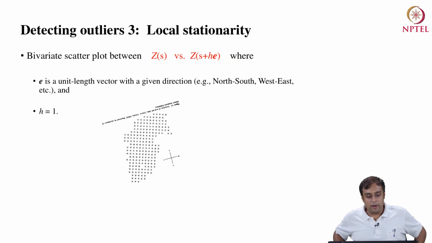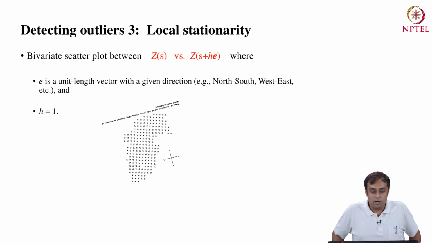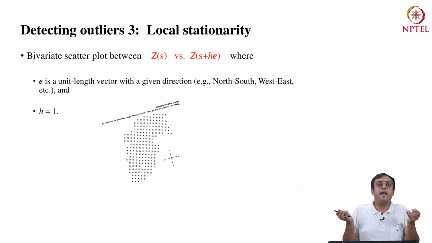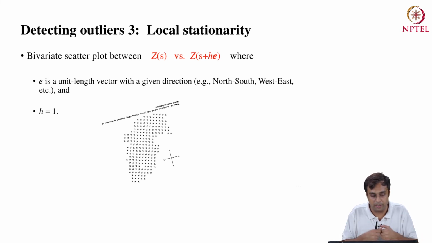Okay, so now we are going to look at the third methodology for detecting outliers, and this methodology depends on the belief of local stationarity. When I say local stationarity, I am basically saying that in a locality I expect things to behave normally with respect to each other, and if I see abnormal behavior in a neighborhood, well, probably I should become more attentive to such a phenomenon, right?